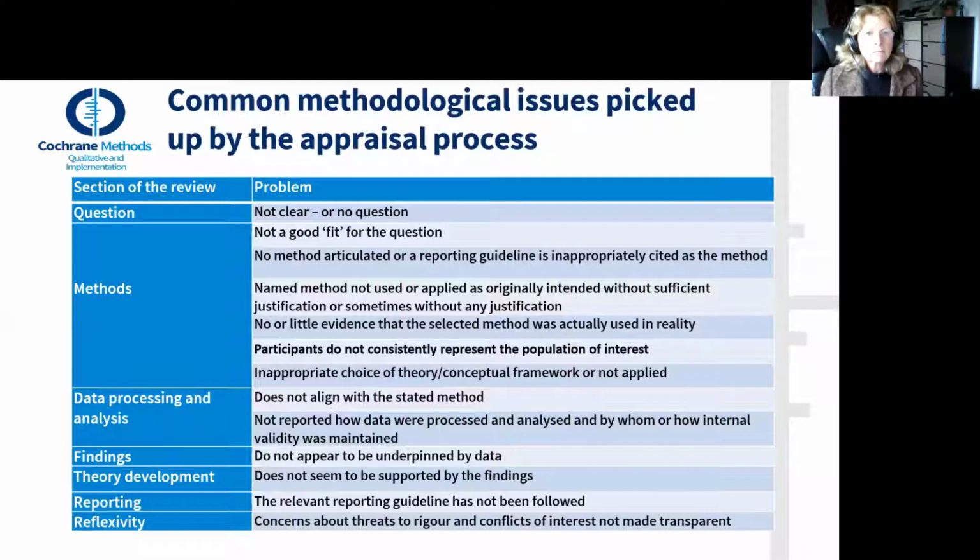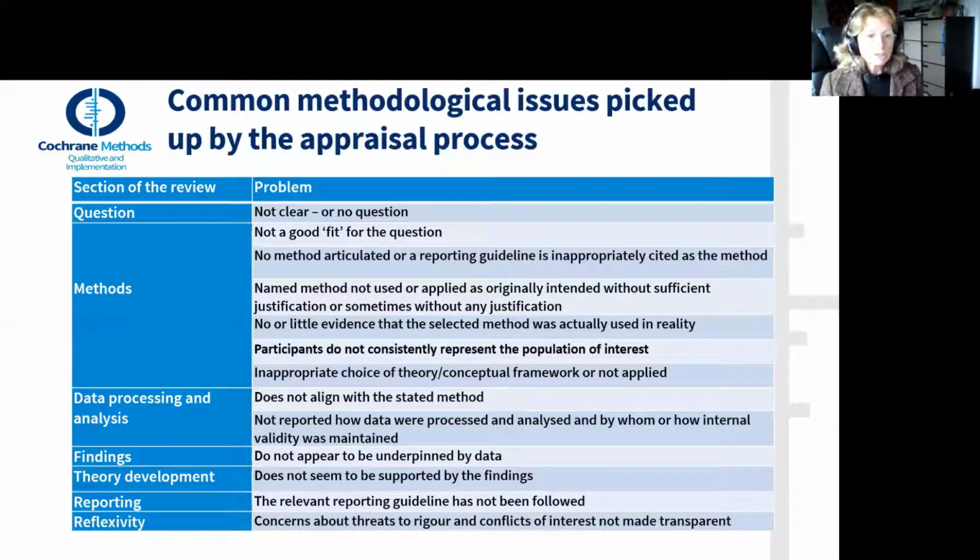So let's quickly look at some methodological issues picked up by the appraisal process. This is something that Kate and I have put in a paper recently. The question might not be clear, or there's no question. In terms of the methods, which would be the theoretical coherence, the methods might not be a good fit for the question. No method is articulated, or a reporting guideline is inappropriately cited as a method. The named method is not used or applied as originally intended without sufficient justification, or sometimes without any justification, or there's little or no evidence that the selected method was actually used in reality. Or, for example, participants do not consistently represent the population of interest, or there's been inappropriate choice of theory or conceptual framework, or it might not be applied. So there's all sorts of things that you can look for, which are common issues that can be identified in primary studies as part of the appraisal process.